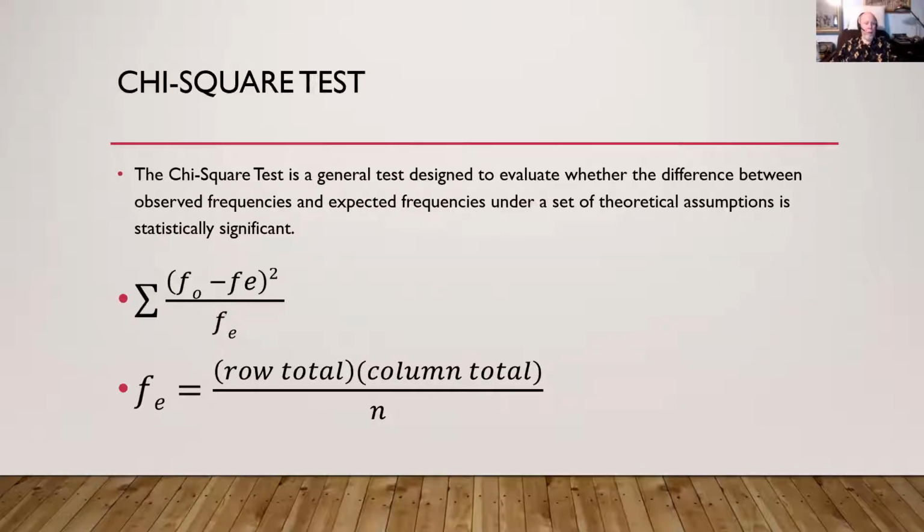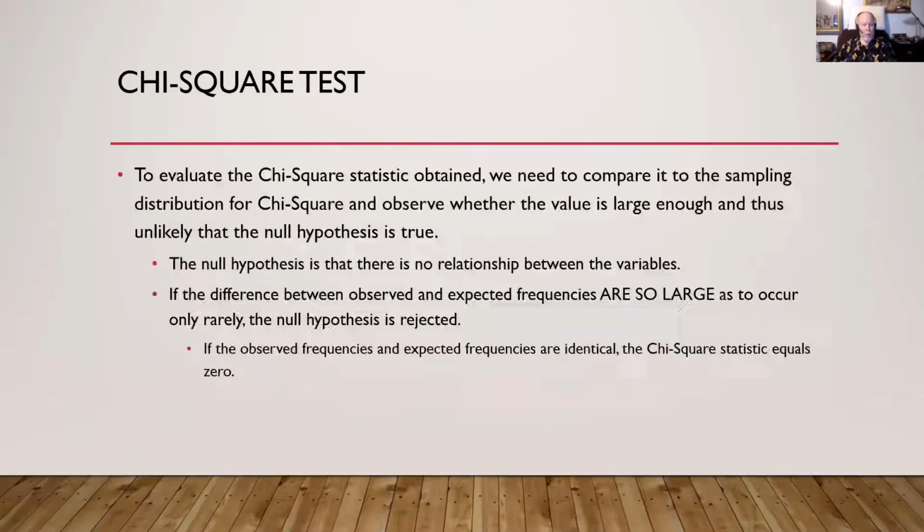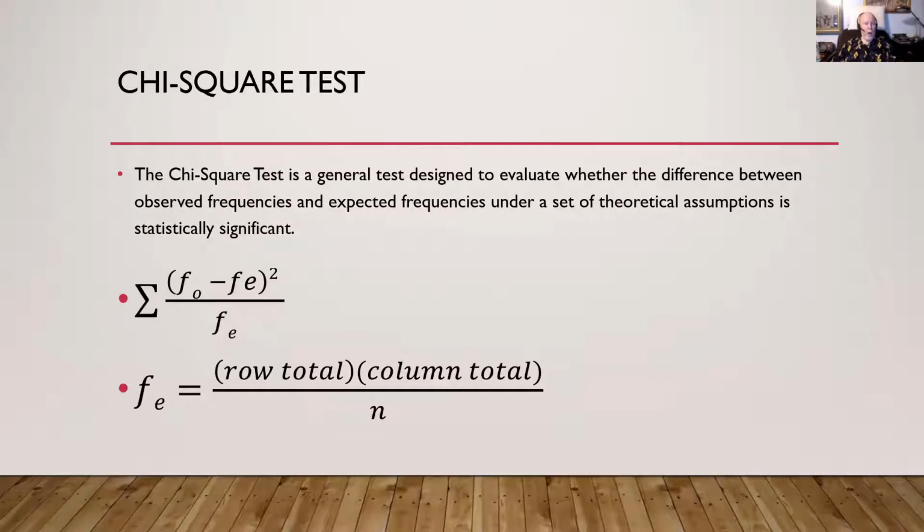The chi-square test is a general test that's designed to evaluate whether the difference between observed frequencies, what we get in a table, and expected frequencies under a set of theoretical assumptions is statistically significant. The observed frequencies are the actual cell counts in a table. If the table comes as percentages, we can convert the percentages over as well. We can use percentages and generate frequencies from those if we have an n for the table.